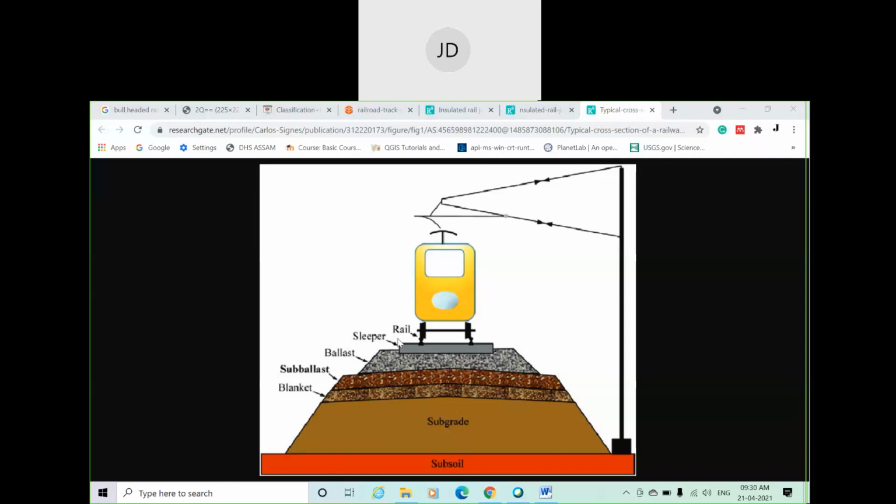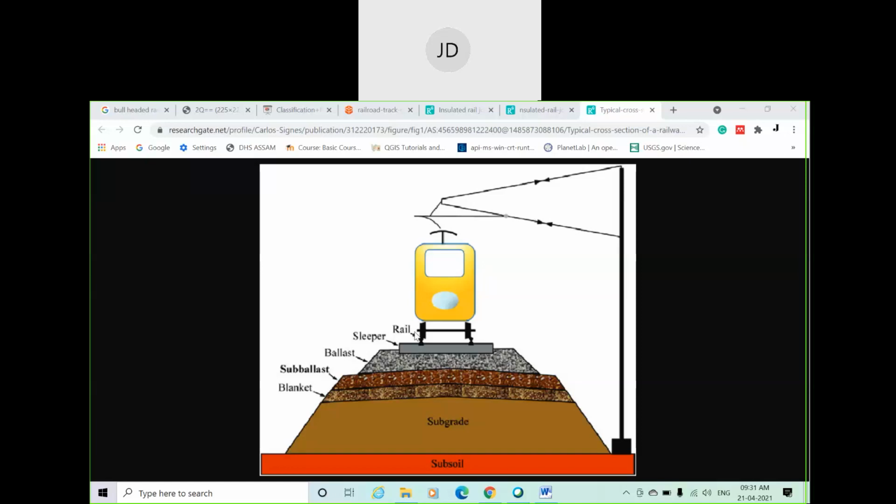So the rail is placed over the sleeper. The sleeper is placed over ballast, then after that sub ballast. Generally there is also a blanket. Ballast is basically made of coarse aggregate, and maybe the blanket is a kind of fine aggregate. Finally, there is the subgrade soil and subsoil. That is the basic idea of placing these components of the railway in such a manner.